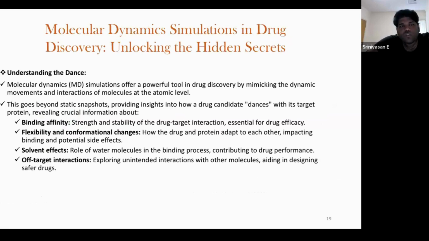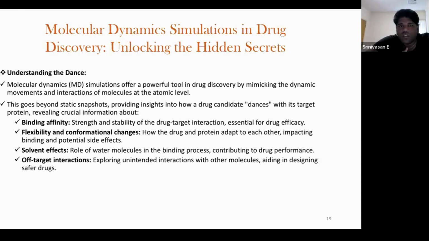So here, the most important feature is that we tend to find the binding affinity and the ability of the drug to bind to the molecule. Once we are done with the molecular docking, the next part is MD simulation. Here in the MD simulation, we tend to find whether the molecule will have its binding affinity with the target or not.